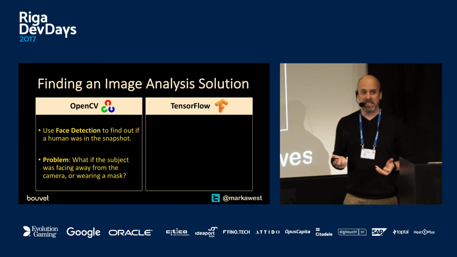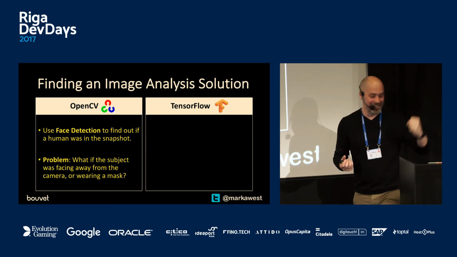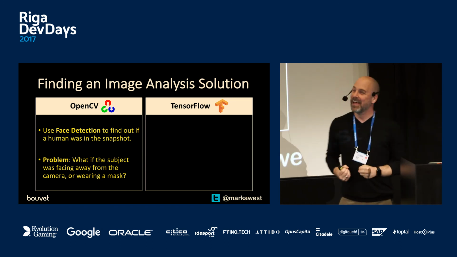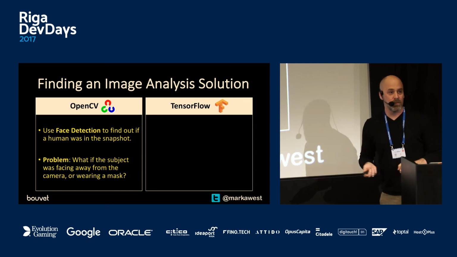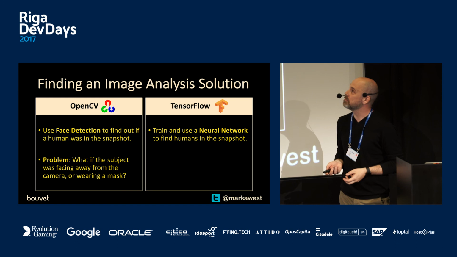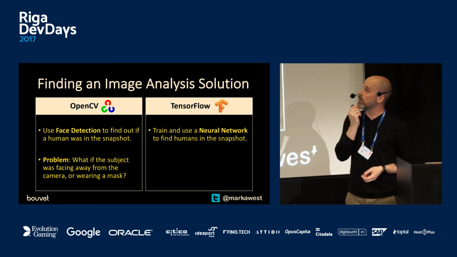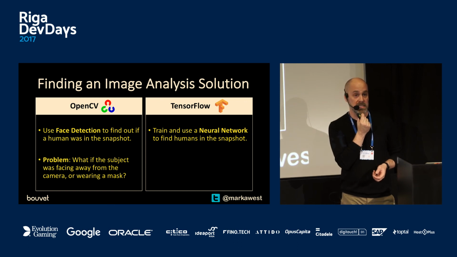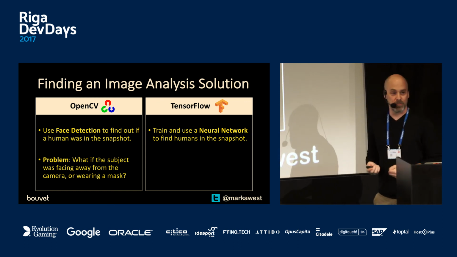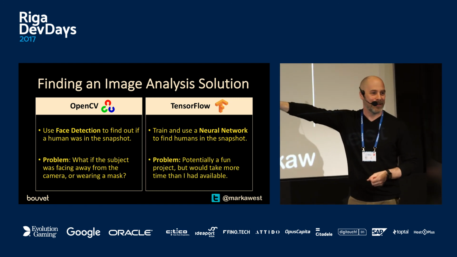So then I thought about TensorFlow. Even more fists. TensorFlow is great. It's Google's framework for creating machine learning or artificial intelligence solutions. And the idea I had was to train and use a neural network to find humans in the snapshots. And I was really excited about this. I thought, right, that's it. I'm going to Google. I'm going to America. If I get this to work.